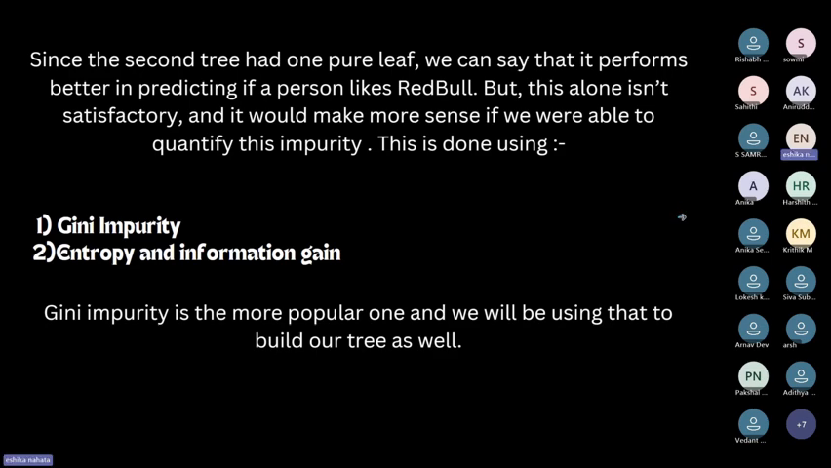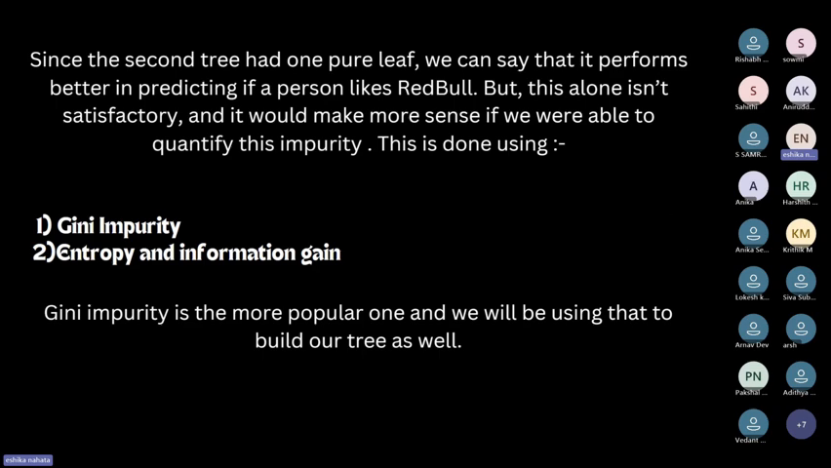Okay, we'll continue. Just qualitatively, we can say that the second tree performs a better job of predicting whether someone likes Red Bull or not, but we want to be able to quantify this and measure, just using numbers, what defines how good a tree is performing. We can do this using two metrics, the first one being Gini impurity and the second one being entropy and information gain.